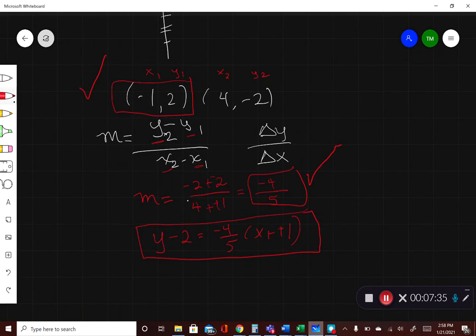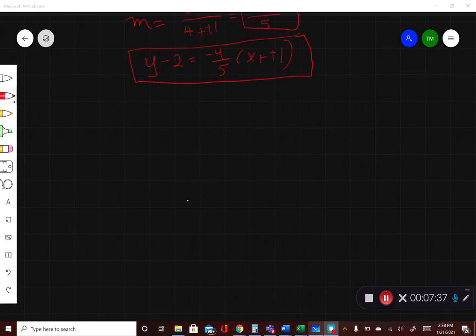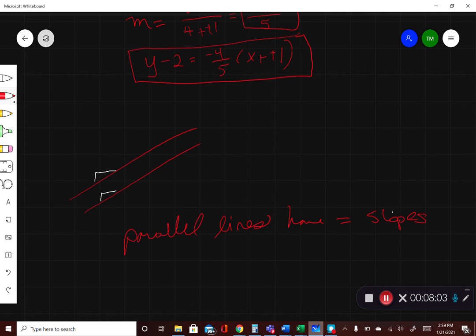All right, I want to take a minute and talk about the relationship between parallel and perpendicular lines. So if you have parallel lines, if you think about it, it kind of makes sense that the rise and the run on parallel lines is going to be the same. So parallel lines have equal slopes. Perpendicular lines are lines that form a 90-degree angle.